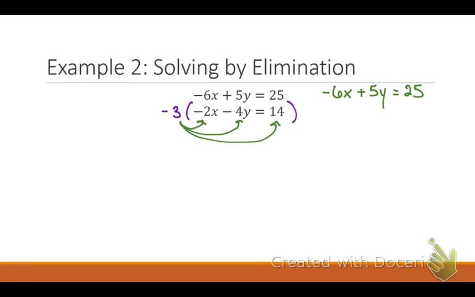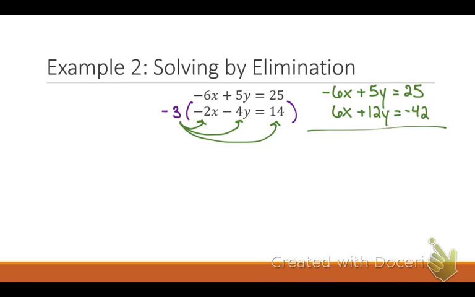So negative 3 times negative 2x is what? Negative 6. Positive. All right? So that was my whole goal, to create the opposite there. Now, negative 3 times negative 4y. What is that going to be? 12y. Plus 12y. The signs are going to be really important, guys. Now, what is negative 3 times positive 14? Negative 42. Yes, negative 42.